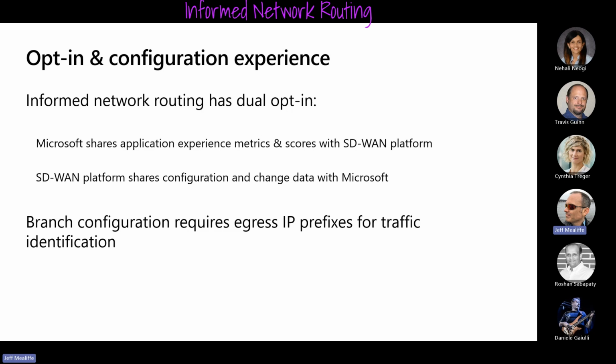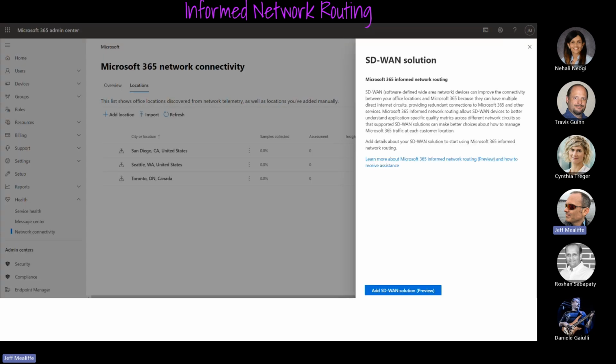So in terms of the opt-in process and the way it's configured, because this is about sharing data both from the Cisco side, I'll make it more generic, from the partner side to Microsoft as well as the Microsoft side back to the partner, we ensure that customers are doing this eyes wide open. So you have to enable it on the Microsoft side, and you have to enable it on the partner side to start that data sharing process. And then the primary way that we actually identify this traffic is based on the egress IPs that are associated with each individual branch circuit. And I'll walk through what that looks like visually very quickly.